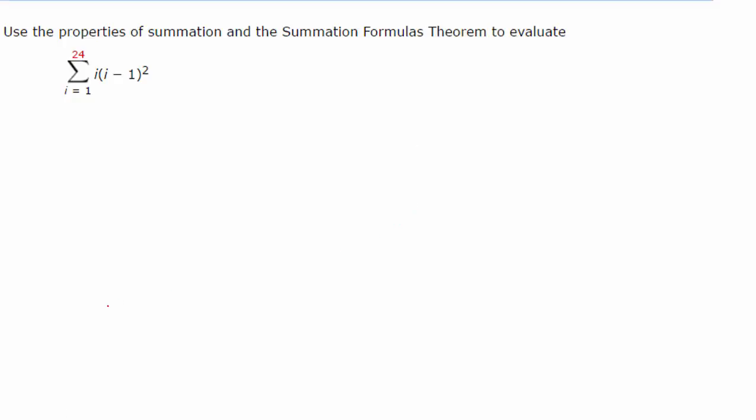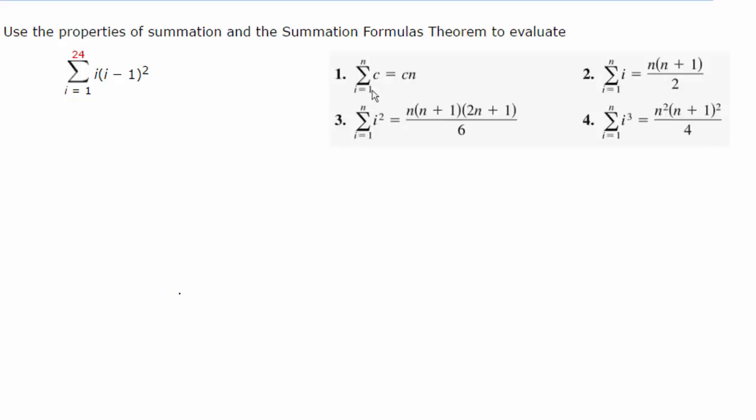In this video, we're going to use properties of summation and summation formulas to evaluate a sum written in sigma notation. A quick Google of summation formulas will show you these formulas among many others. But these are the ones that we're going to use. Before we can do that, we need to have summations that fit these patterns. The sum i equals 1 to n of i squared, for example.